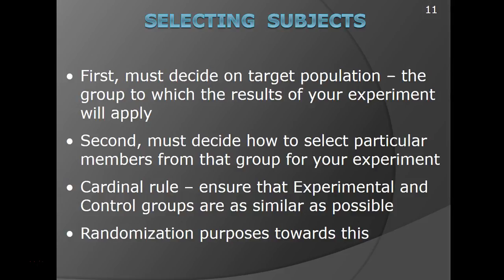Now, the difference in experimental and quasi-experimental is very evident right here. The experimental group is randomly selected. So if we have a population of 1,000 juveniles incarcerated, and they're all violent, let's say they're all serving a sentence on a violent offense, of that 1,000, we would select the members randomly.